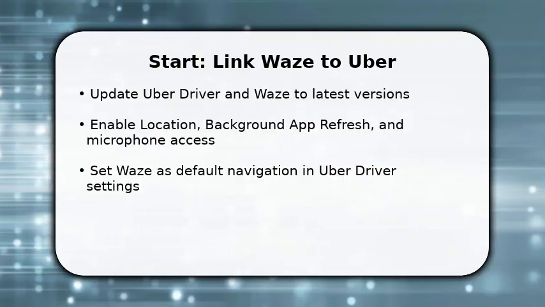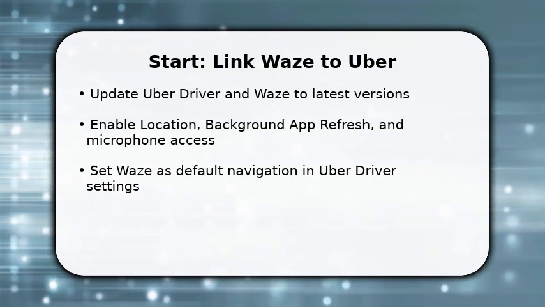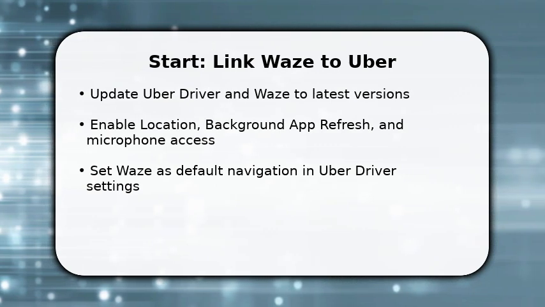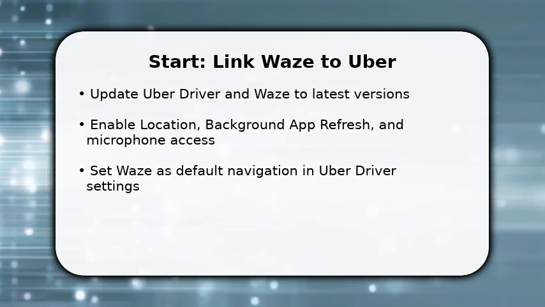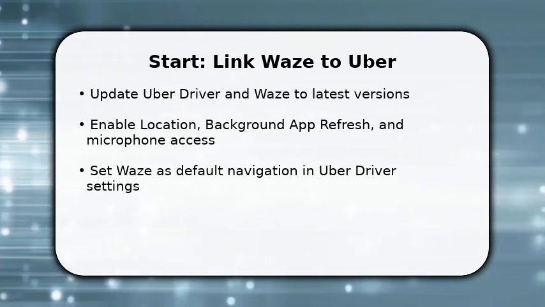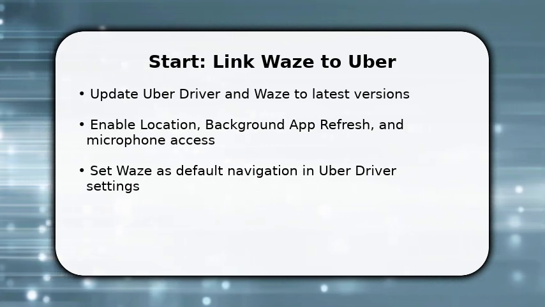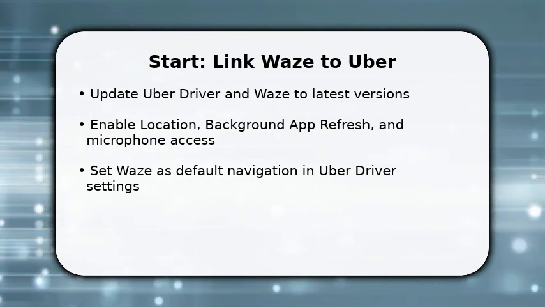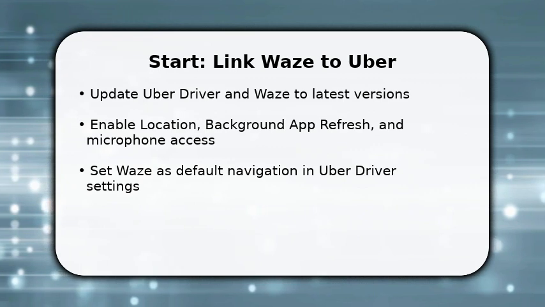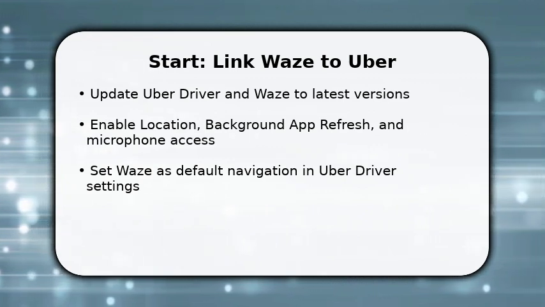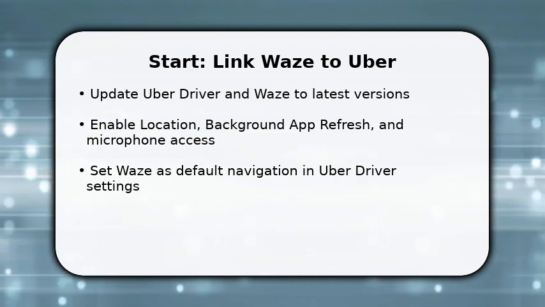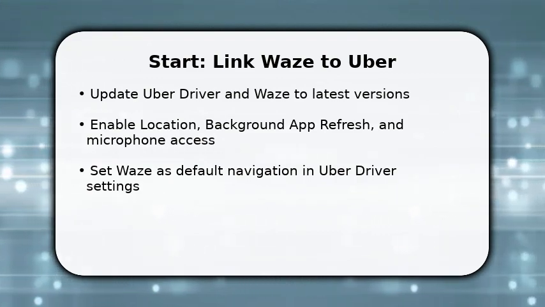You begin by preparing both apps and giving them permissions. This ensures accurate live routing. First, update Uber Driver and Waze, then enable location and background refresh so Waze can report real-time traffic. Next, open Uber Driver, go to Settings, right arrow navigation, and pick Waze as your default. Once done, start a short test trip so you can verify voice and route handoff. This prevents surprises during real passengers and saves time later.